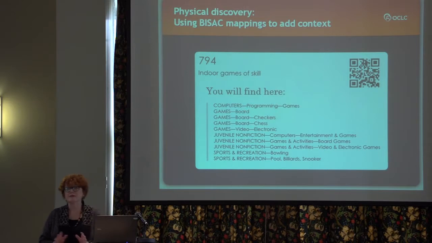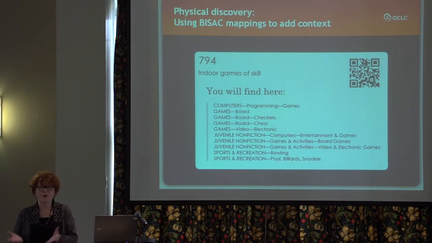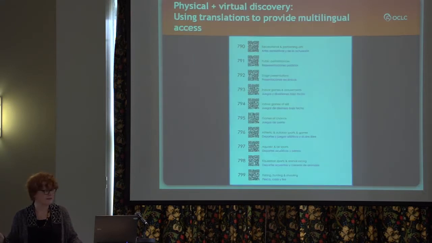So, a very simple thing. We have all those BISAC headings, and these are real things. These have been used in real places. We have all those BISAC headings mapped. So what you could do at any place in the stack, saying, here you will find, and put the BISAC headings up there, and have a QR code that would launch a search into your catalog. So that's one very simple thing in physical discovery.